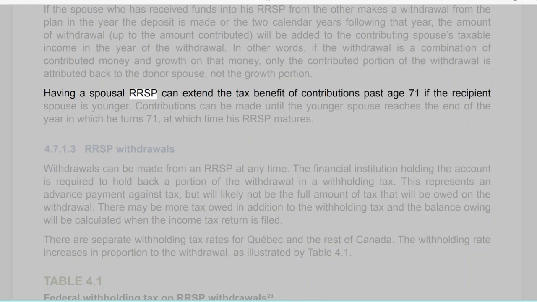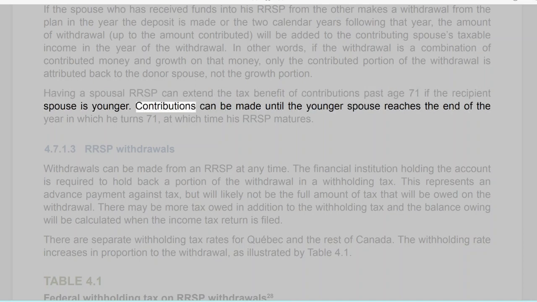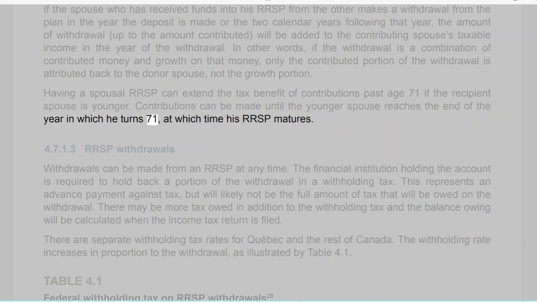Having a spousal RRSP can extend the tax benefit of contributions past age 71 if the recipient spouse is younger. Contributions can be made until the younger spouse reaches the end of the year in which he turns 71, at which time his RRSP matures.